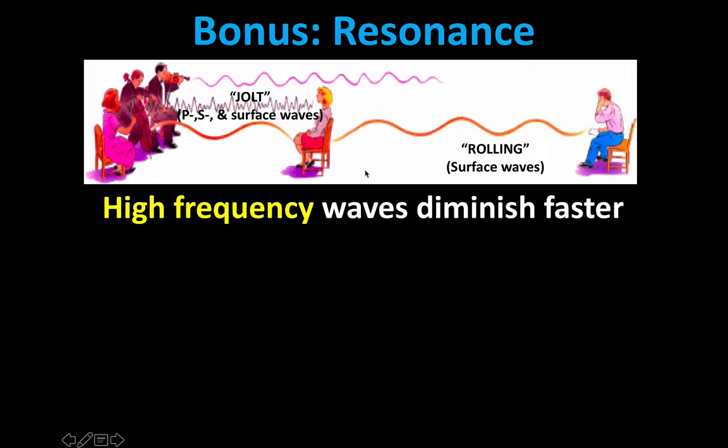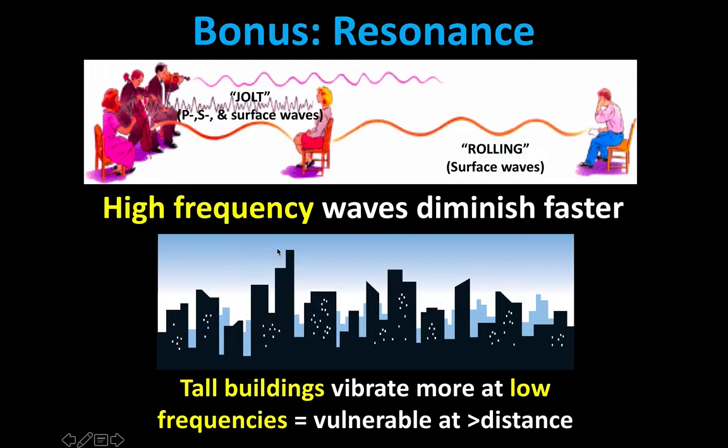Now, when they got there, though, they interacted with the buildings of different sizes. So these tall buildings have a natural tendency to vibrate at these long wavelength waves, at these low frequencies right here. So they are vulnerable at a greater distance as a result. I'm going to show you how that makes sense in this diagram right here.